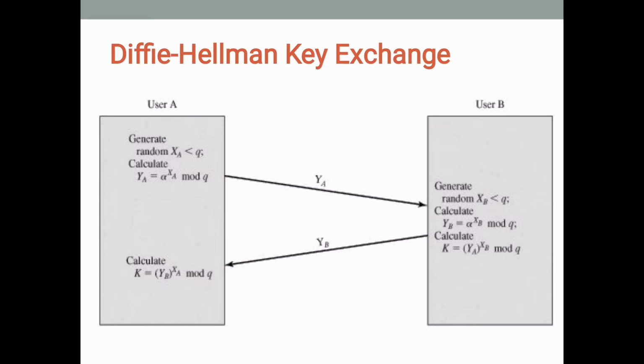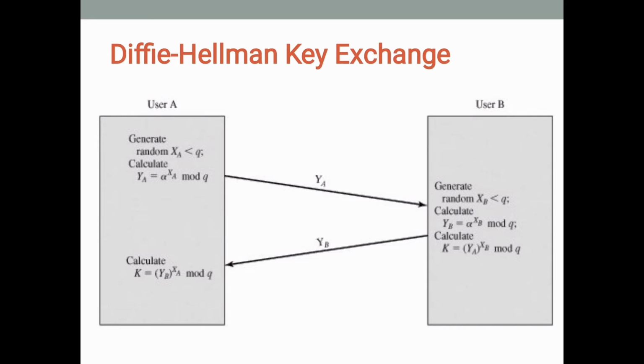At the user B side, he also generates a random key XB, which is also less than Q, and he calculates the public key YB, which is equal to alpha power XB mod Q, and he sends the public key to user A. And at the user A side, he can calculate the key K by using the formula YB power XA mod Q. So here YB is the public key of user B, and XA is the secret key of user A.